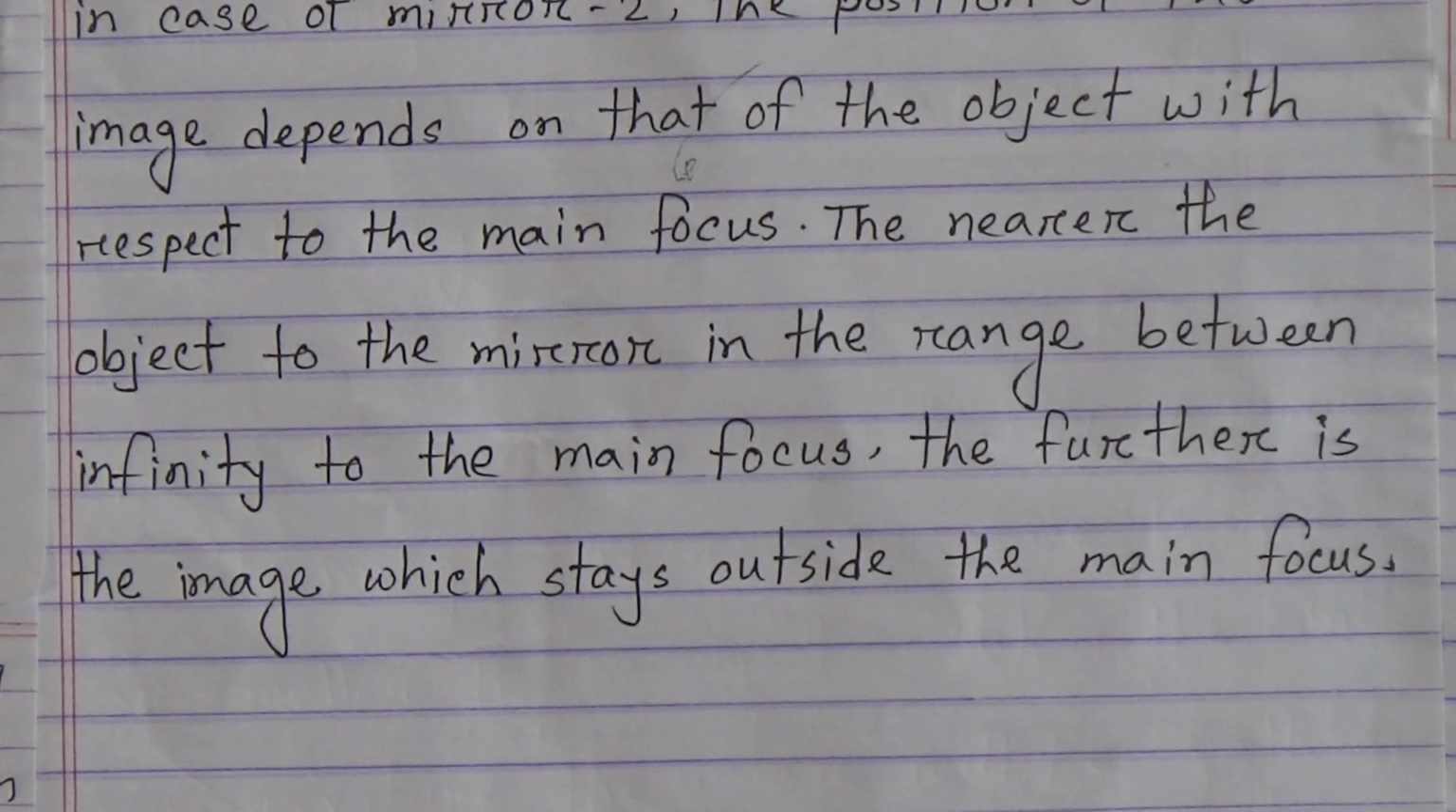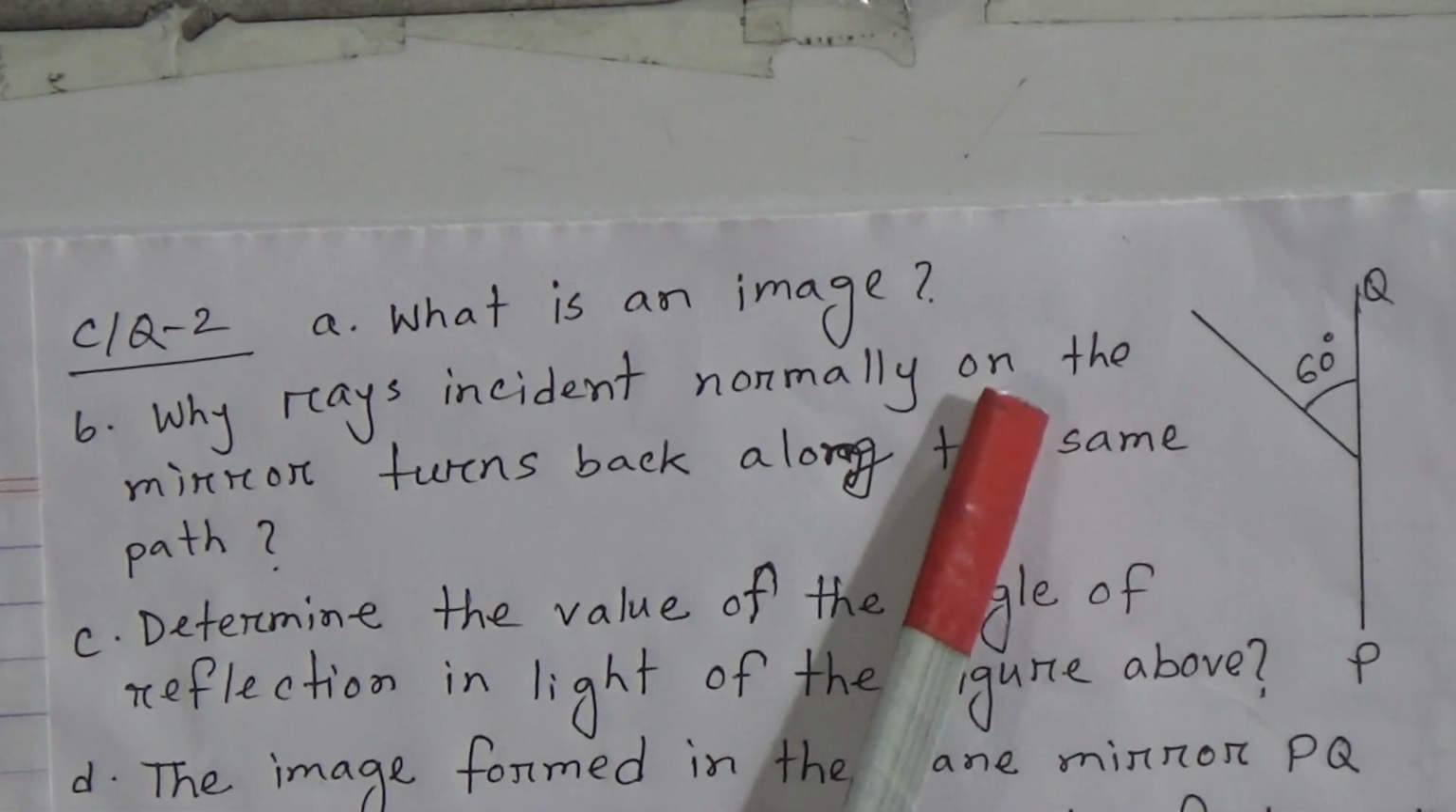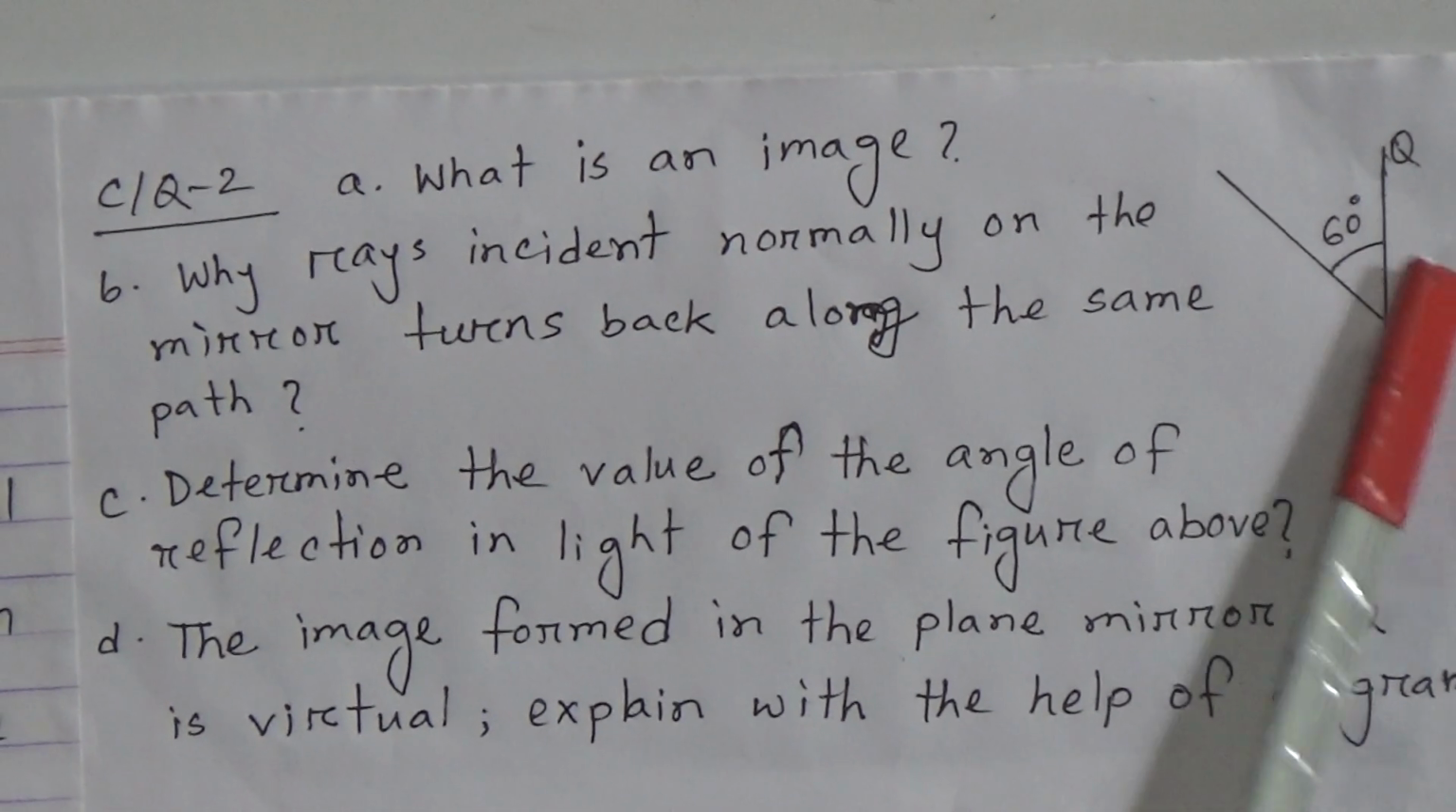My dear students, now come to CQ number 2. This is the stem. At first see this figure: this is a mirror PQ, and the light rays are coming at a 60 degree angle on this plane.